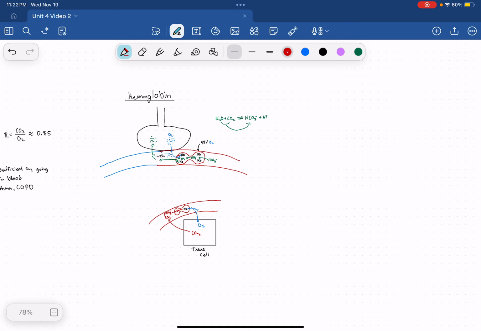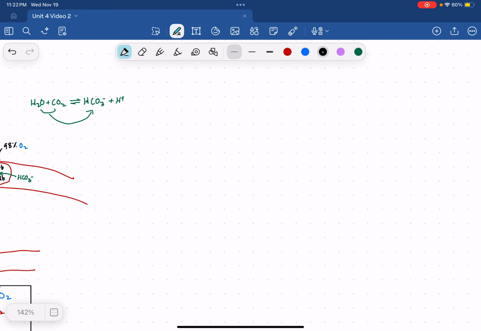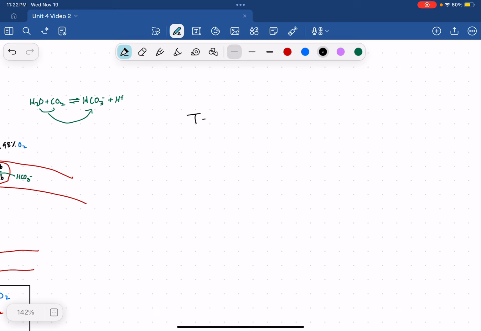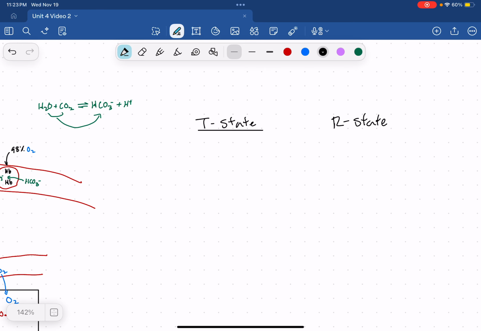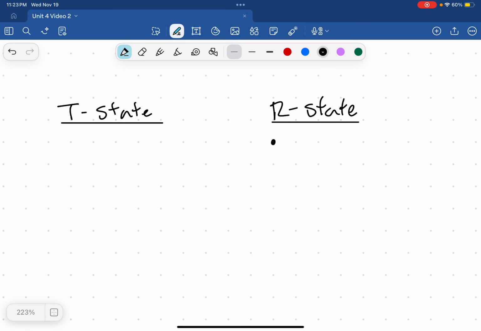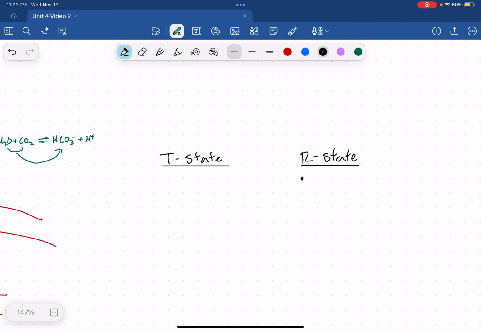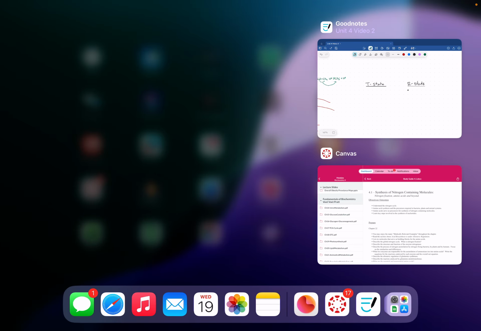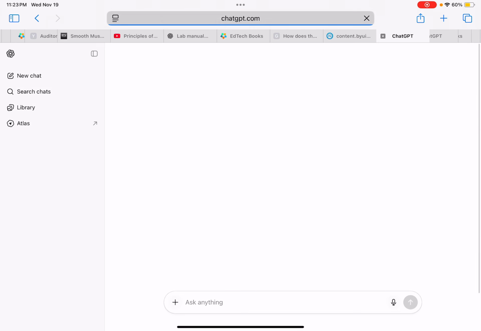Hemoglobin is found in two states. So we have the T state of hemoglobin. T represents taut. And we have the R state of hemoglobin, R representing relaxed. In the R state, let's talk about that first. Hemoglobin has something called a porphyrin ring. Let me just show you a picture of what that looks like really quickly.